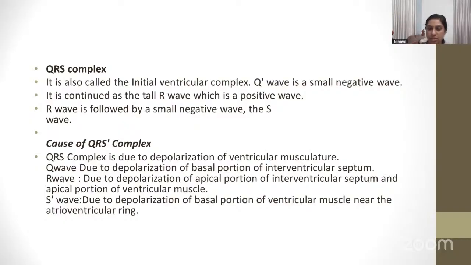The depolarization occurs that will be leading to the small negative wave, that is the Q wave. Next is the R wave, that is due to the depolarization of the apical portion of the interventricular septum and also the apical portion of the ventricular muscle. Next is the small negative wave, that is the S wave. It is due to the depolarization of the basal portion of the ventricular muscle. It is near the atrioventricular ring. So these are also due to depolarization of different parts of, mainly, the ventricular musculature of the heart.